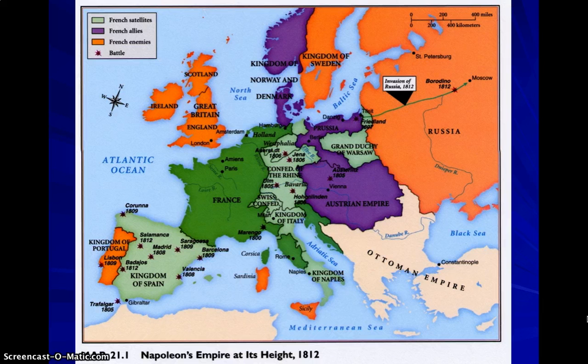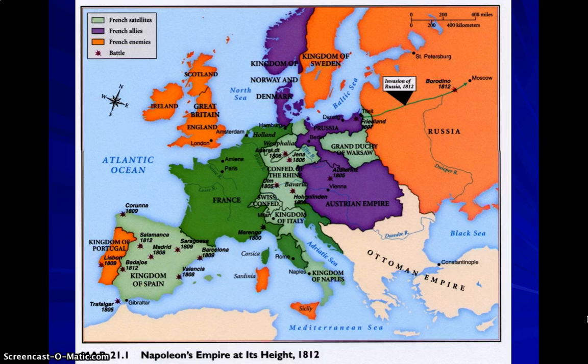The Confederacy of the Rhine and the Swiss Confederation, the Kingdom of Italy, as well as the Kingdom of Spain and the Grand Duchy of Warsaw. All of those are actually satellite states, which I will explain in a minute. The bottom line is that when you look at France at the height of Napoleon's empire in 1812, what you see here is that he basically controls most of the European continent. The only ones that are really outside of that are Portugal, Great Britain, Sweden, and Russia.